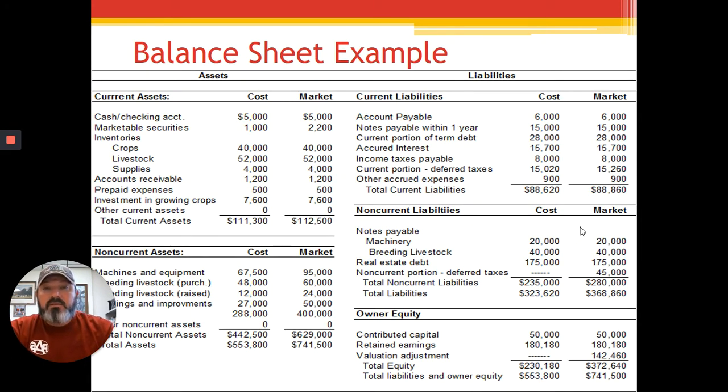I put this slide back in for you to practice calculating a current ratio. Again, use current assets divided by current liabilities, and make sure that if you're going to practice here, you use your cost basis on both of those, or market basis on both of those. So if you take $111,300 and divide it by $88,620, just very easily on the calculator, you'll come up with a ratio of 1.25. That means there would be 25 cents left for every dollar of liability that you have.